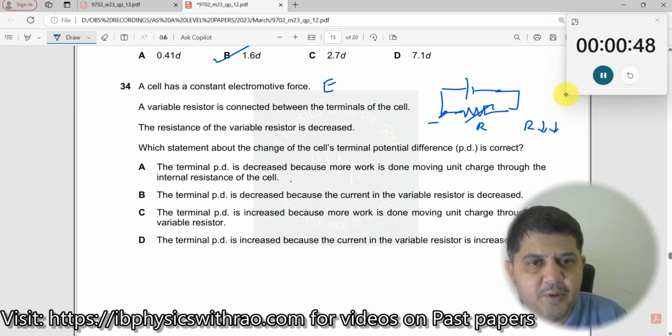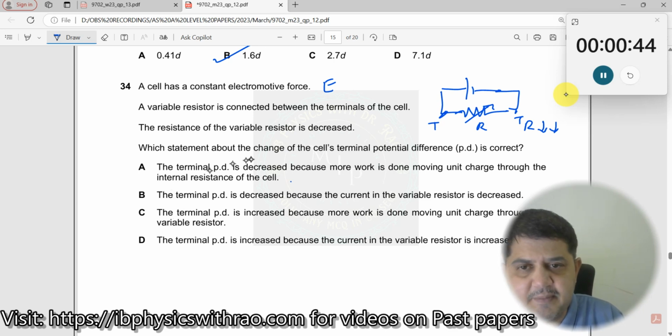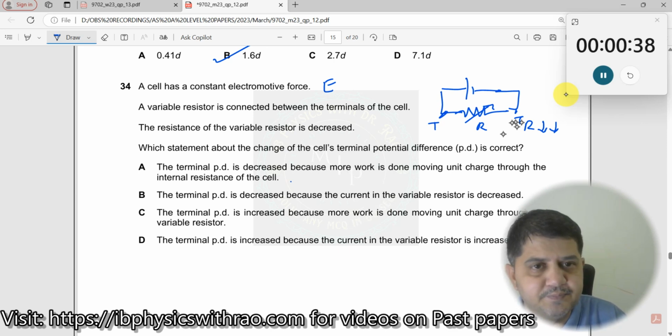The terminal potential difference that we have here will also decrease. Which statement about the change of the cell's terminal potential difference is correct? He's asking only about that one. So the terminal potential difference decreased because more work is done moving unit charge through the internal resistance of the cell. So this we are not clear.